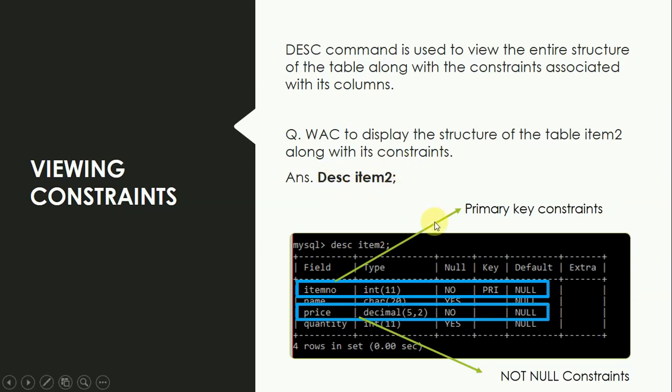When we give this command, it will display the entire structure of the table, and you can see the item number has the primary key constraint and price has the not null constraint. So you can view all the data types and all the constraints which we have applied to various columns of our table.